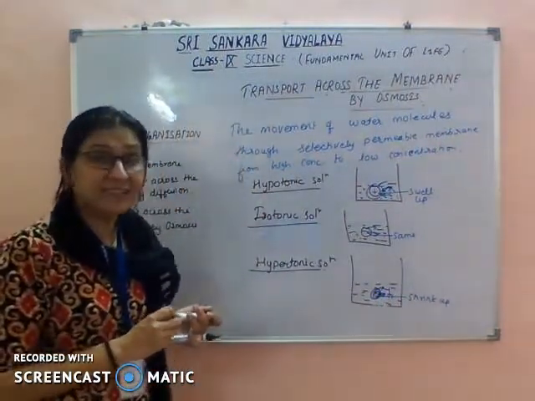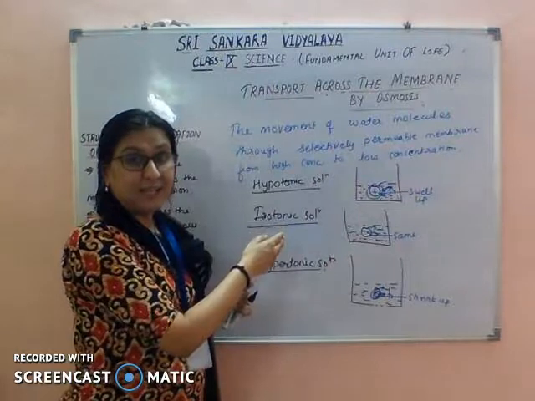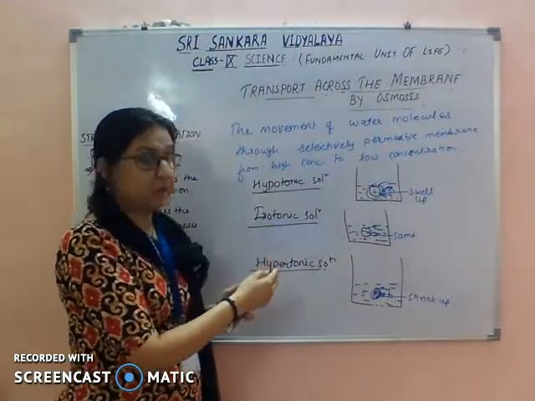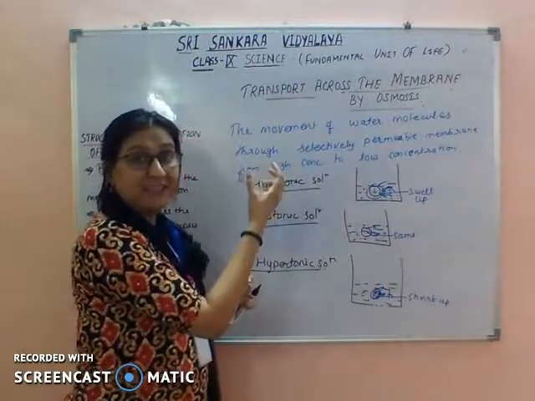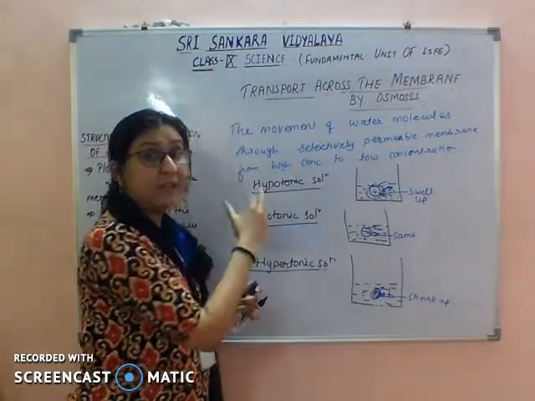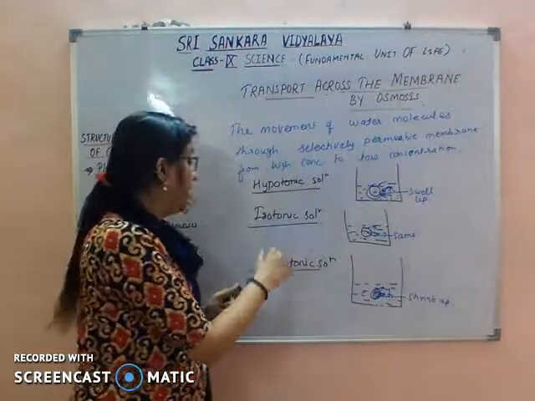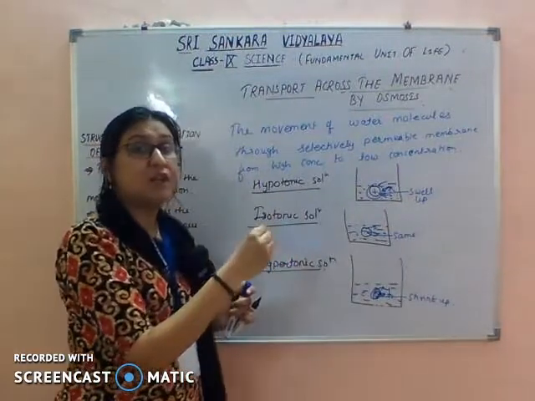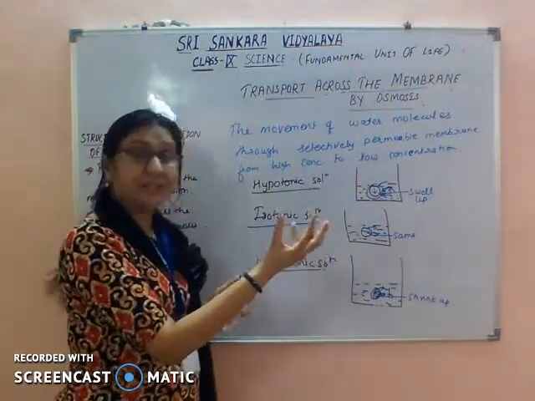So this is how we can see what happens when we place a cell in different types of solution. In hypotonic, the cell will gain water and swell up. In isotonic, the cell will remain the same. In hypertonic, the cell will lose water and shrink.